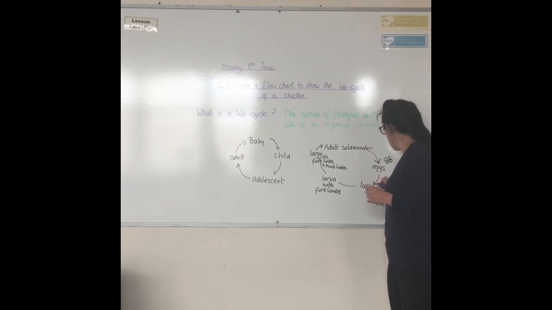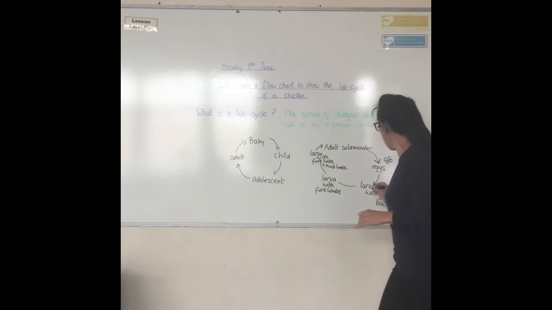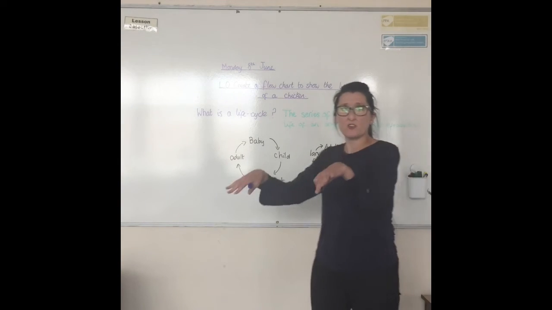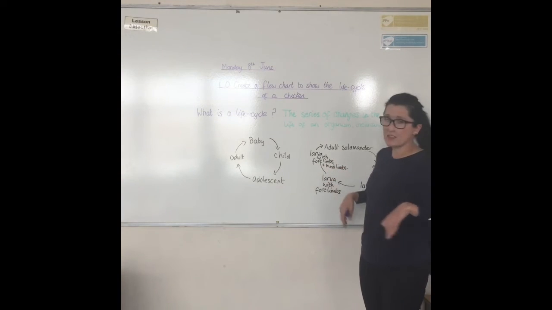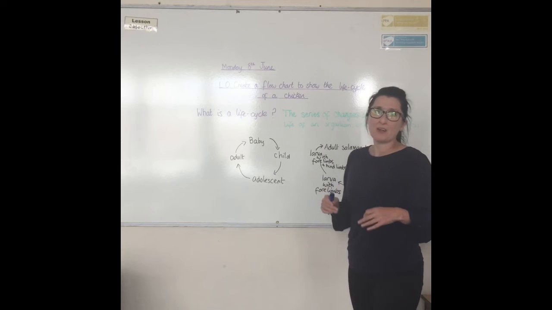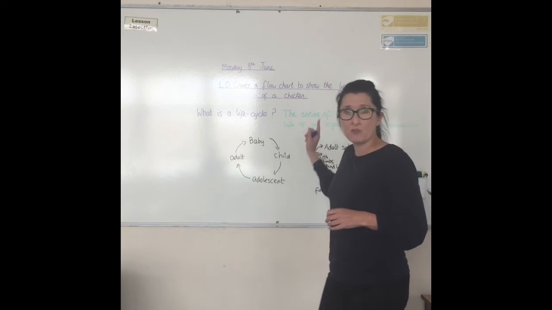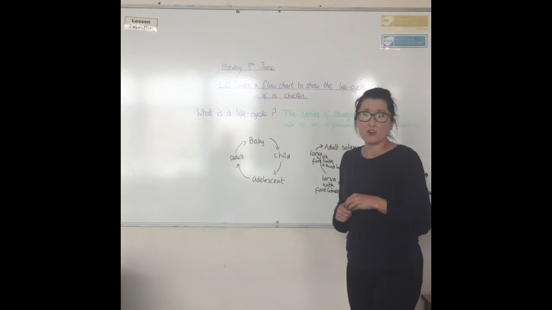The eggs will hatch, and you'll have a larva with gill buds. Then that will continue to develop. The larva will develop forelimbs, which are the front legs. Then that will develop on and develop hind limbs, which are the back legs. And then it will become a fully grown salamander, which will then reproduce and lay eggs, and the life cycle will start all over again. So that's an overview of the life cycles and what it means.